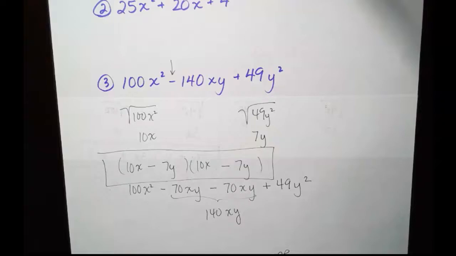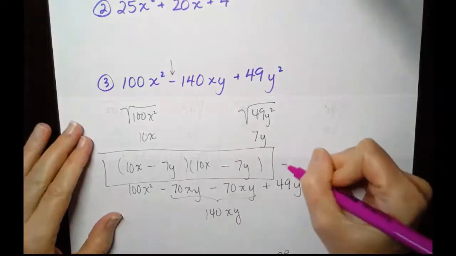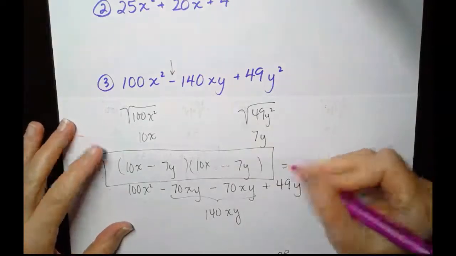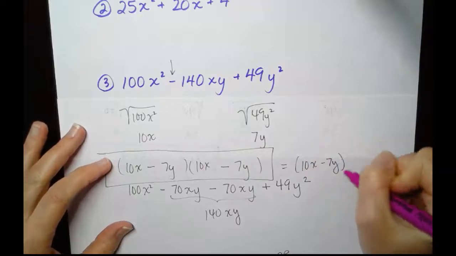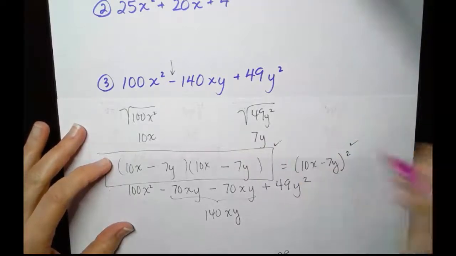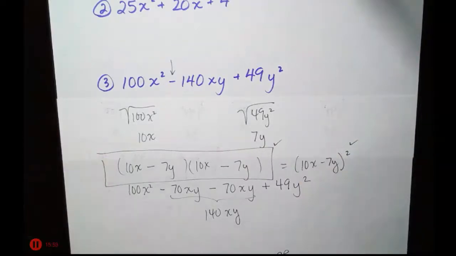10x minus 7y times itself. You can write it like that, both written twice, or you can say 10x minus 7y quantity squared. They're both correct. So, perfect square trinomial, perfect square trinomial, we are done.